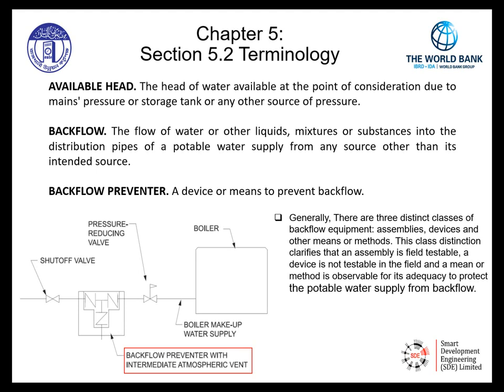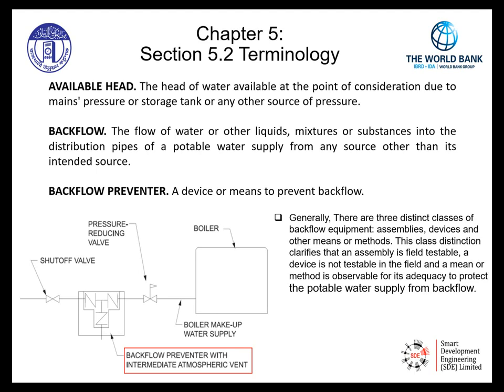As seen below, consider a boiler. A boiler has a connection to the potable water supply called makeup water. As can be seen in the graphic here, we have a backflow preventer with an intermediate atmospheric vent.